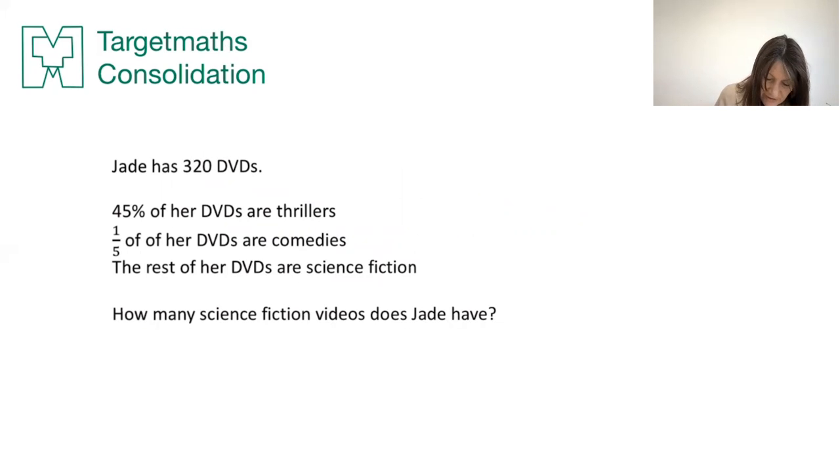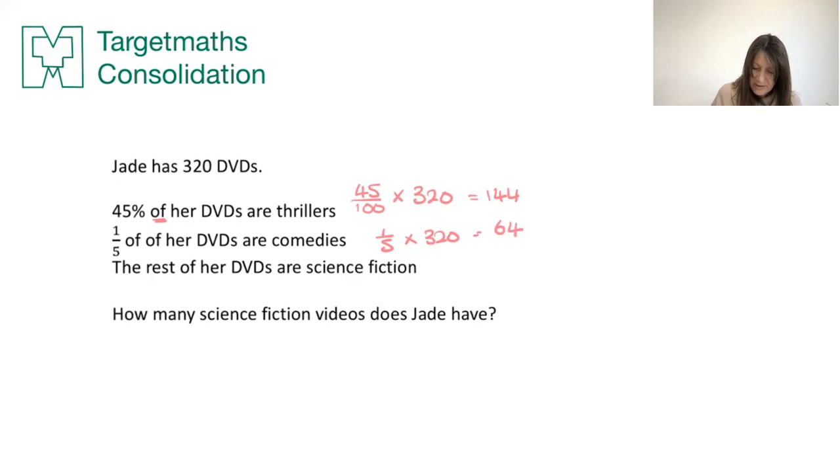All right, so 45% is 45 out of 100. We want to know what 45% of her DVDs is, which is 320. So that gives us 144. And then you've got a fifth of 320, which will give us a total of 64 comedies. The rest of the DVDs are science fiction.